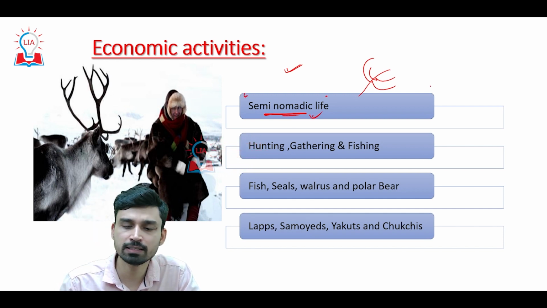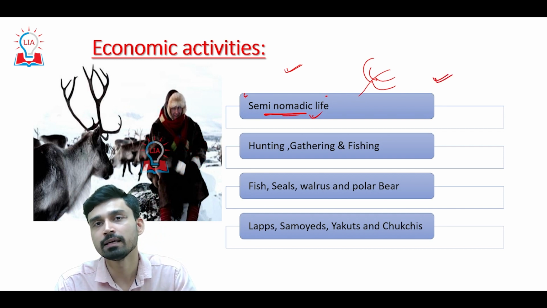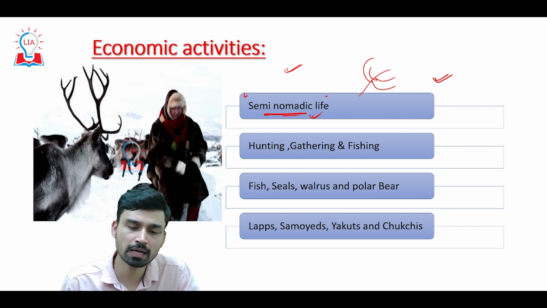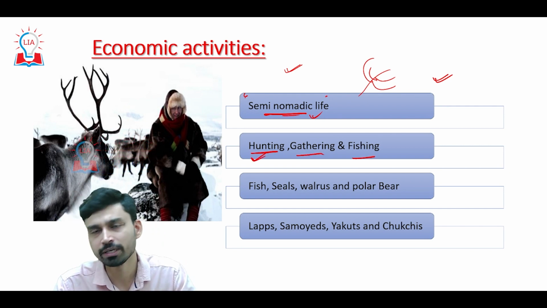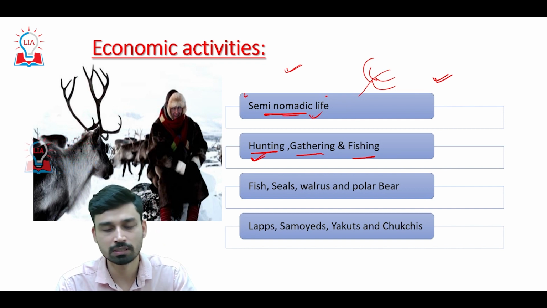Second, obviously, since no agriculture is possible in this condition, there are no trees or forests that have developed in this region. So largely they depend upon hunting, gathering, and fishing activity, which has been the traditional activity for this tribe for thousands and thousands of years.